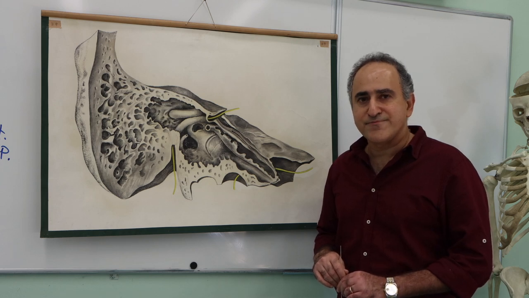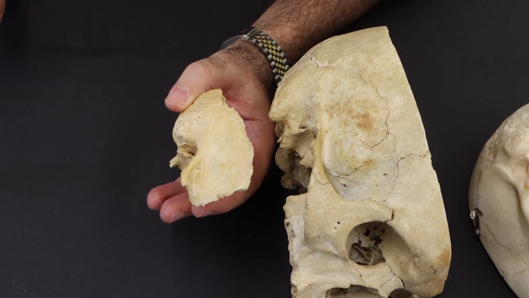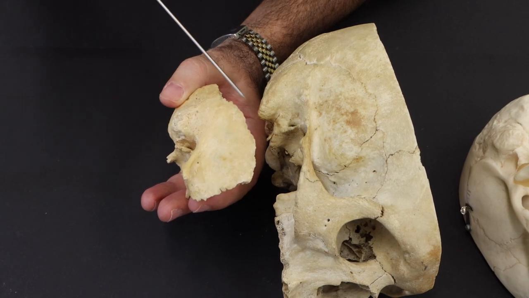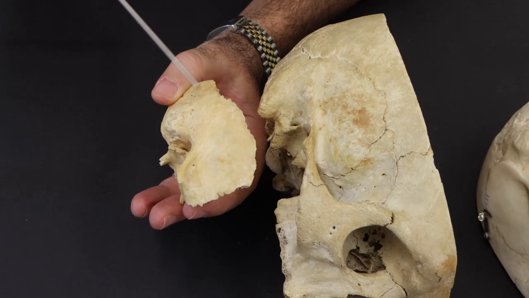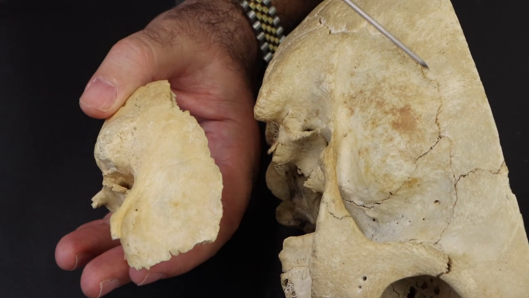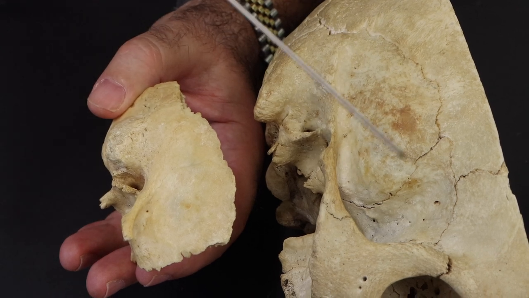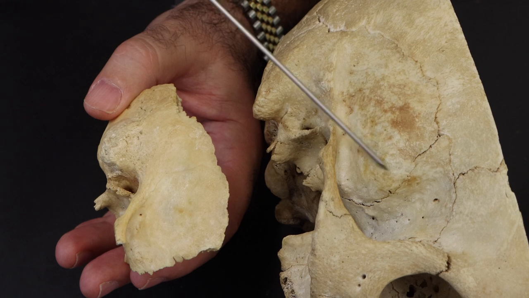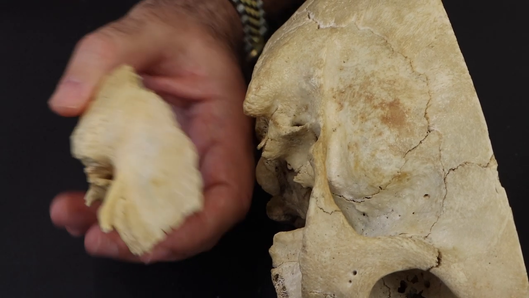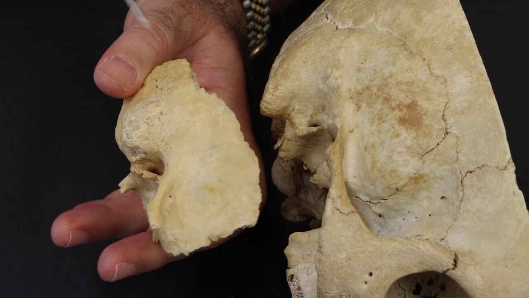That's why I mentioned this information extra, and the details you will see in the sense organ of hearing. Okay, so we discussed the petrosal part of the temporal bone, and here we are going to talk about the squamous part of the temporal bone. As you see here, the squamous part of the temporal bone has two surfaces, the external surface and the cerebral surface. Here is the cerebral surface, and here is the external surface.